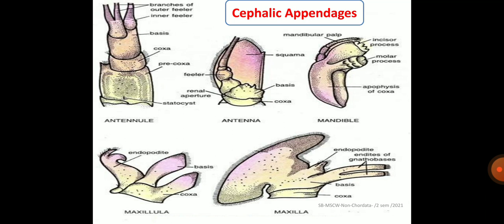The head carries a mandibular palp with proximal segment, the basis and 2 distal segments forming endopodite. The exopodite is absent, and the mandibles are masticatory in function, that is, they help in chewing the food.